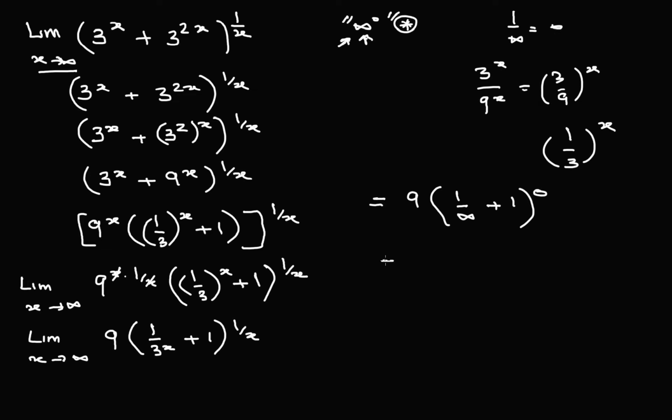So it doesn't matter what the contents now are. There's no limitation because this becomes 0. So this is 9, and then this becomes 0 plus 1 power 0. So this is 9, and then we said 1 power 0 is acceptable, so it's 1. So here we get 1, hence our limit is 9.